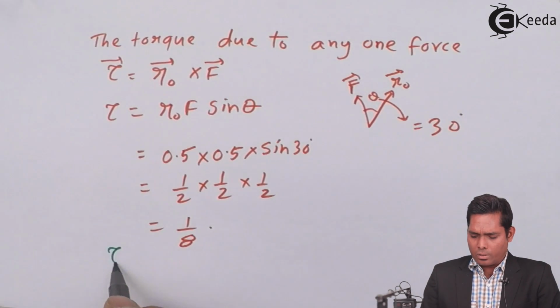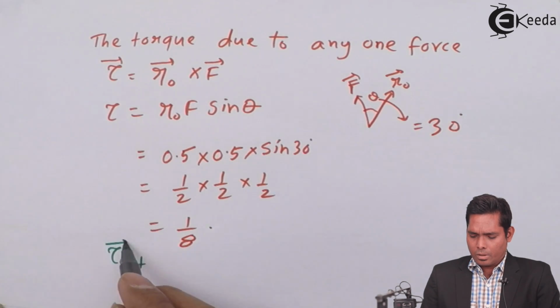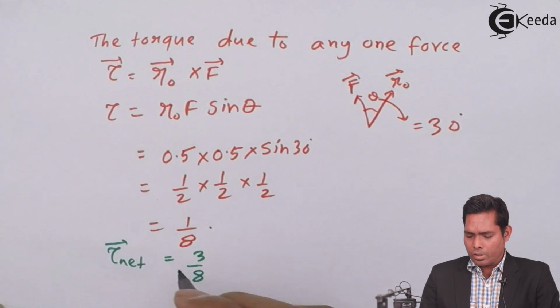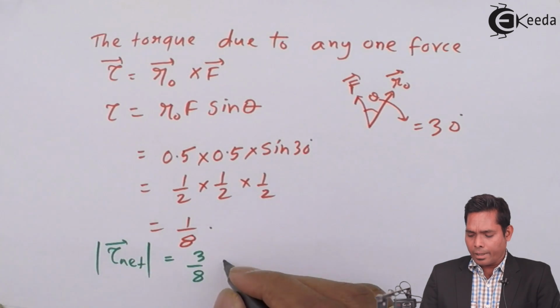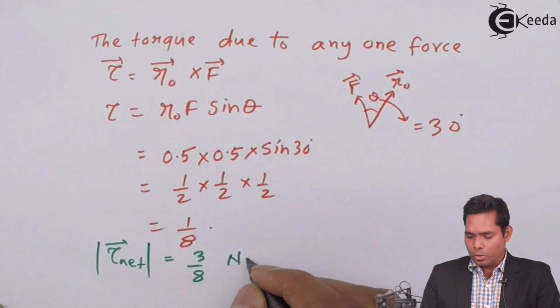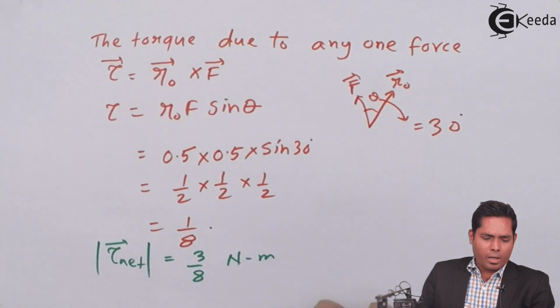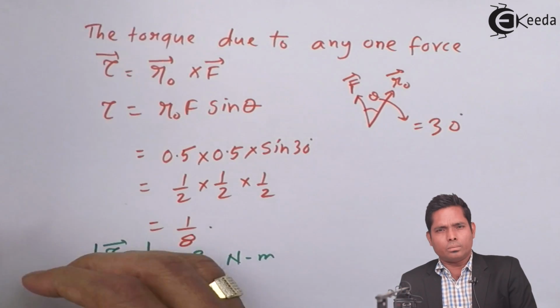So the net torque equals 3 by 8 in terms of magnitude, in Newton meter. So we have got the net torque which is responsible for the rotation of the disc.